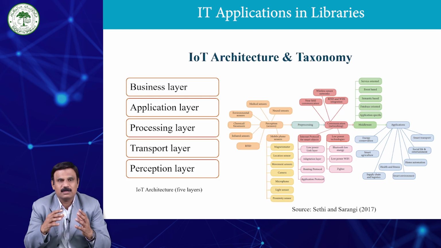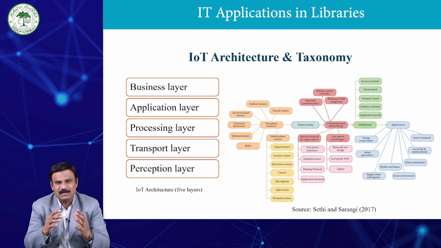The next layer, the transport layer, transfers the sensor data from the perception layer to the processing layer and vice versa through networks such as wireless, 3G, 4G or LAN, Bluetooth, RFID and NFC.